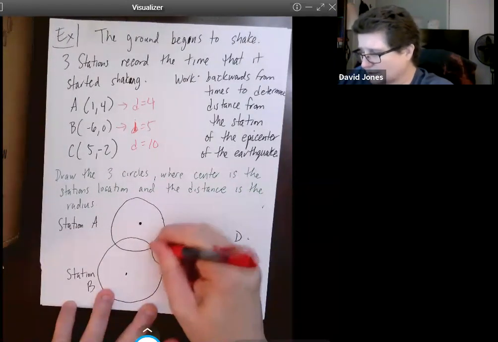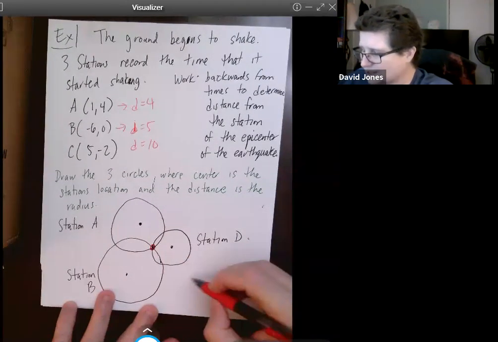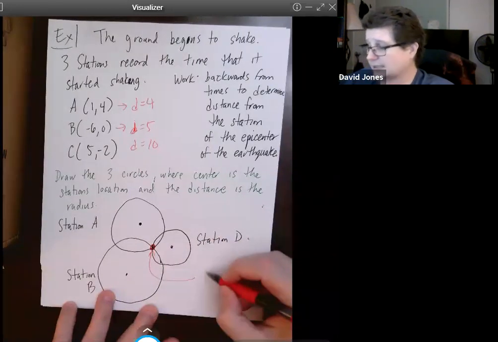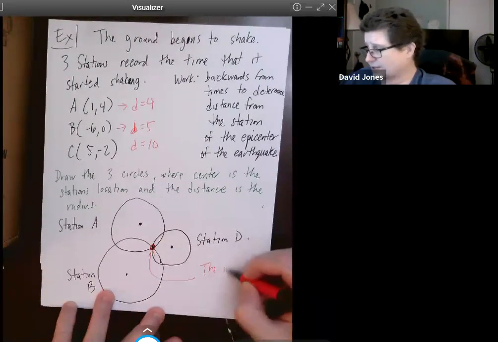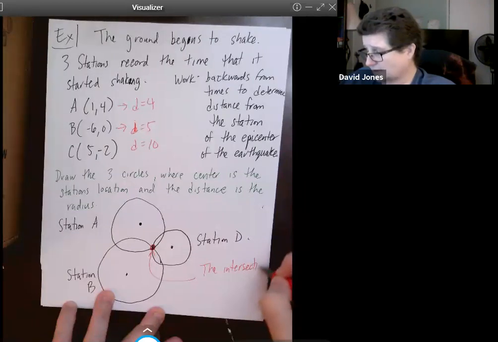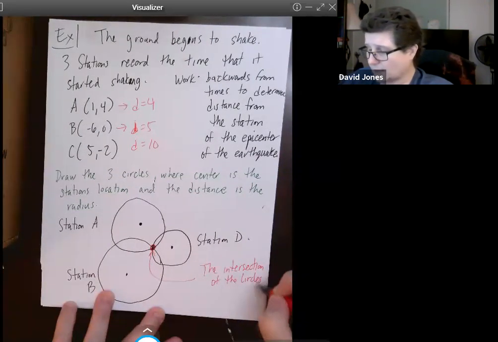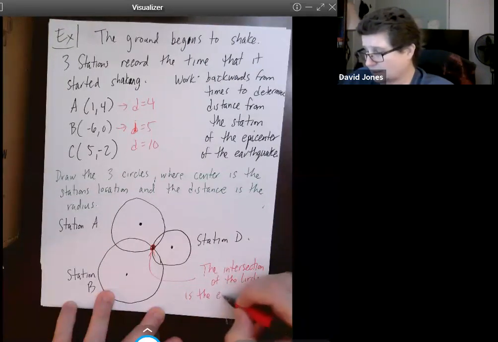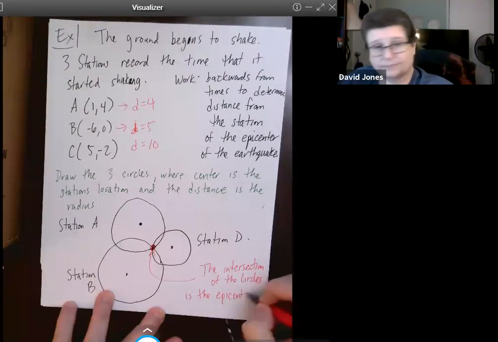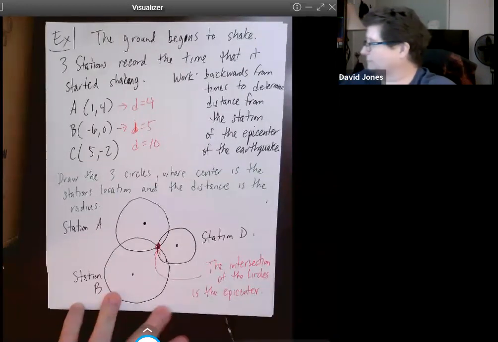They graph the three circles. Where the three circles intersect, the intersection of the three circles, is the epicenter. Neat stuff, right?